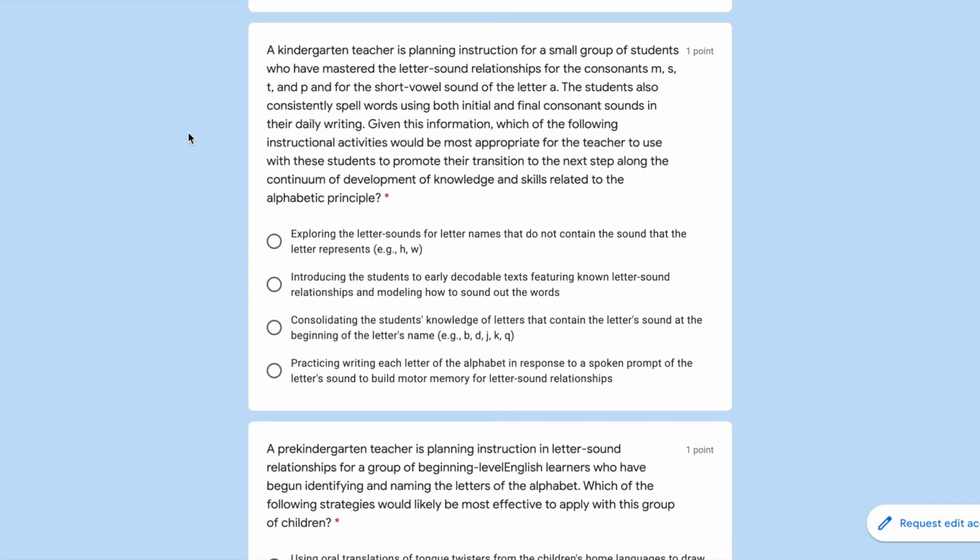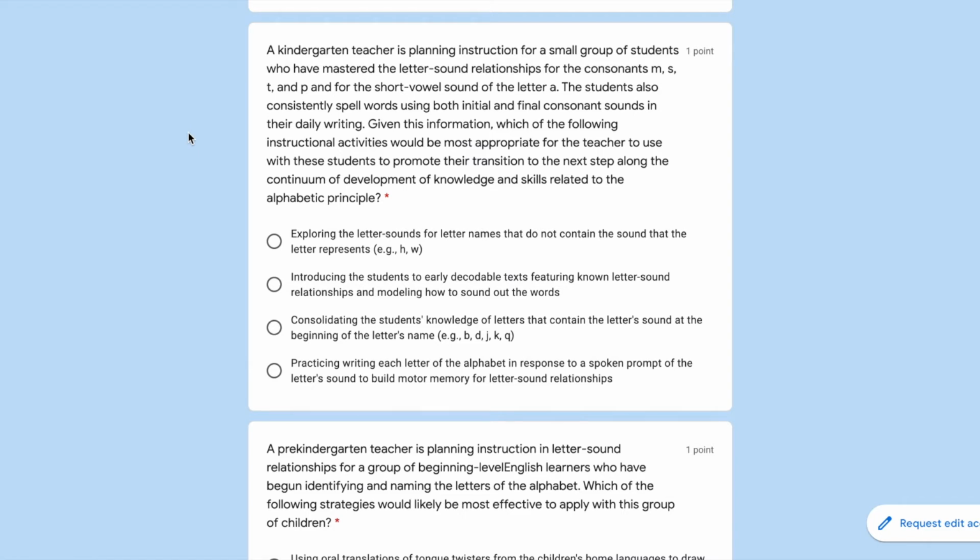Next one says, a kindergarten teacher is planning instruction for a small group of students. As you'll notice, a lot of this is for small group instruction. So when you're reading the study guide, pay particular attention to the areas we have marked for small group instruction. All right, small group of students who have mastered the letter sound relationships for the consonants M, S, T, and P, and for the short vowel sound of the letter A. The students also consistently spell words using both initial and final consonant sounds in their daily writing.